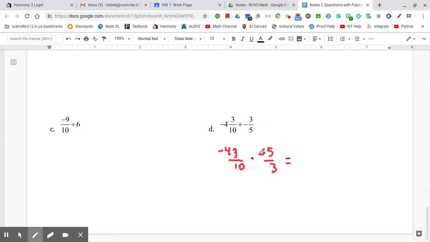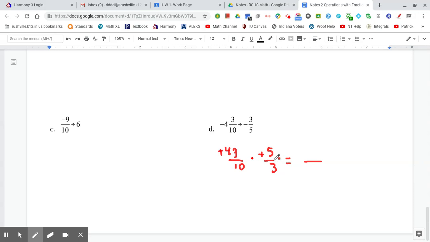Now we have a negative times a negative, which is going to give us a positive. So we don't need to worry about those signs anymore. Our answer is going to be positive. Now we look to see, can we cross reduce at all? So 43 over 10, 5 over 3.